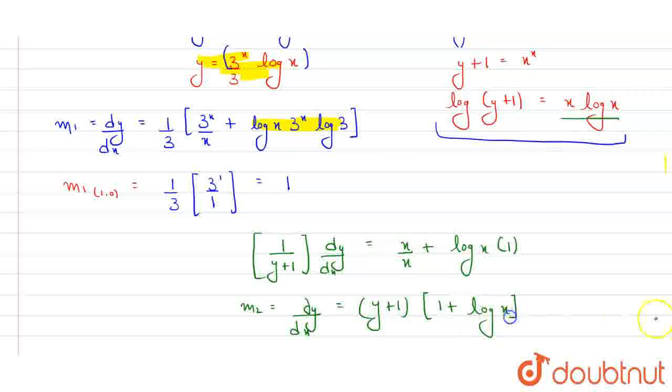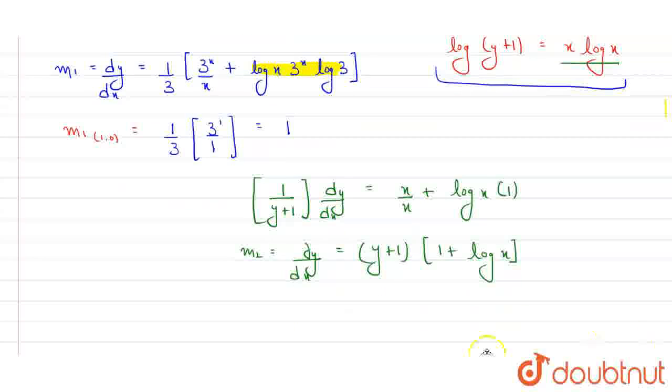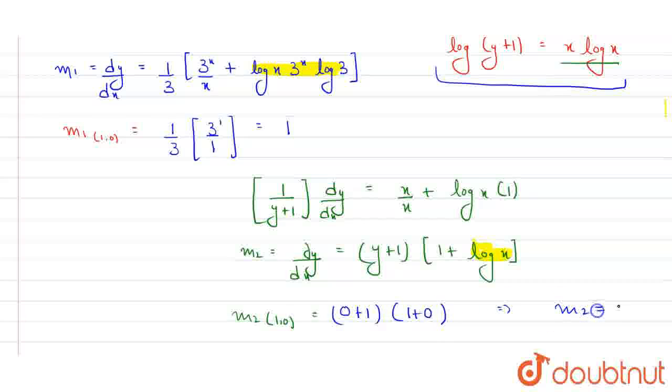Now I'll substitute the point given to us, so m2 at (1, 0) is equal to: put 1 in place of x, so this will be 0 because log 1 is 0. The value of y is 0, so (0 + 1) multiplied by (1 + 0). This implies my m2 value is equal to 1, and my m1 value was also equal to 1.